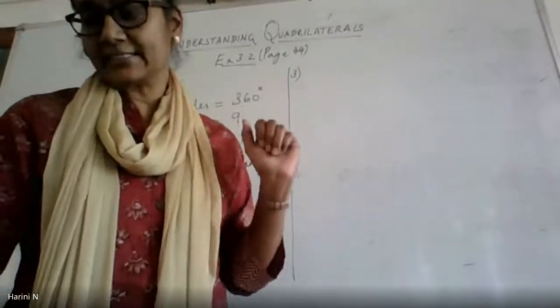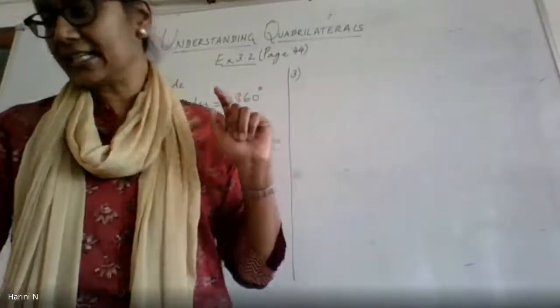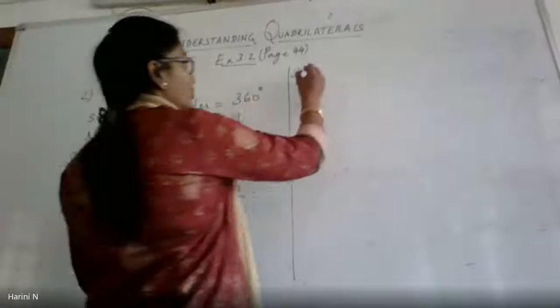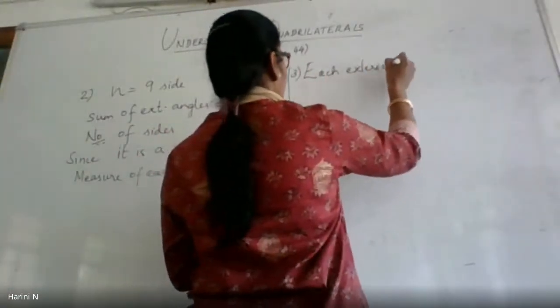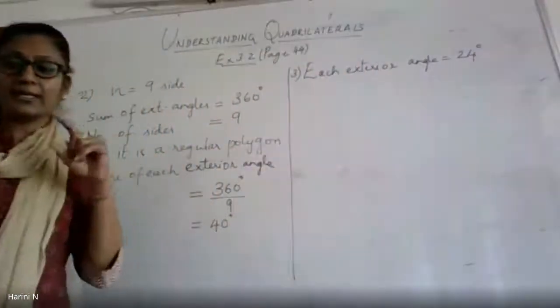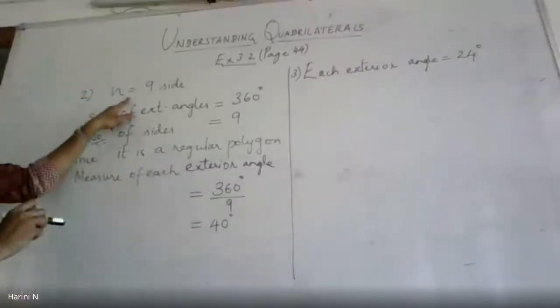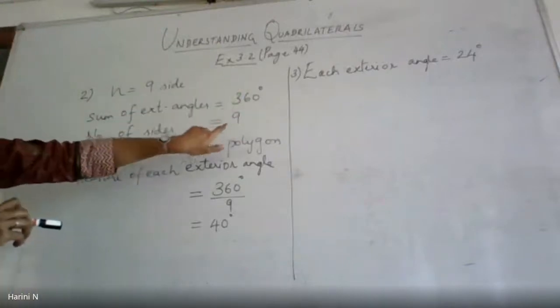How many sides does a regular polygon have if the measure of each exterior angle is 24 degrees? So each exterior angle is given to me. In the previous problem, I had the number of sides given to me. Here I have each exterior angle equal to 24 degrees. Now the question is, how many sides will this polygon have? When the sides were given and it was a regular polygon, I divided 360 by the number of sides to get the measure of each exterior angle.